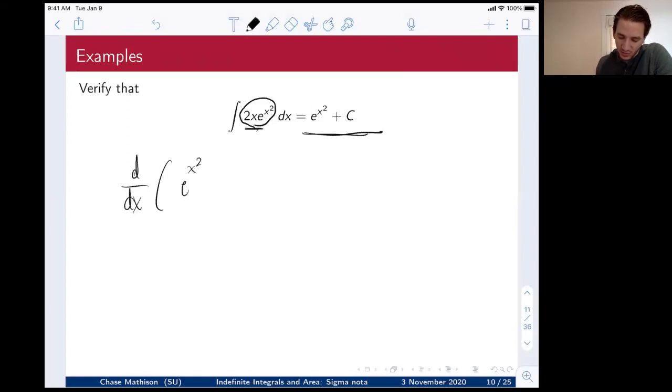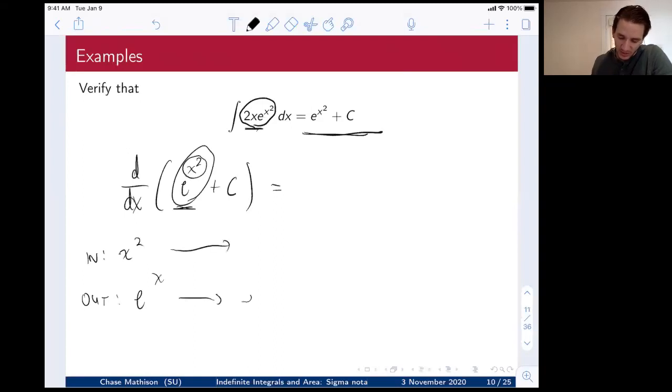So let's take the derivative of e to the x squared plus some constant. Well, that's going to be a chain rule for this. So the inside function here is just x squared. The inside is x squared, and the outside is e to the x, right? So the derivative of the outside with respect to x is e to the x, and the derivative of the inside with respect to x is 2x.